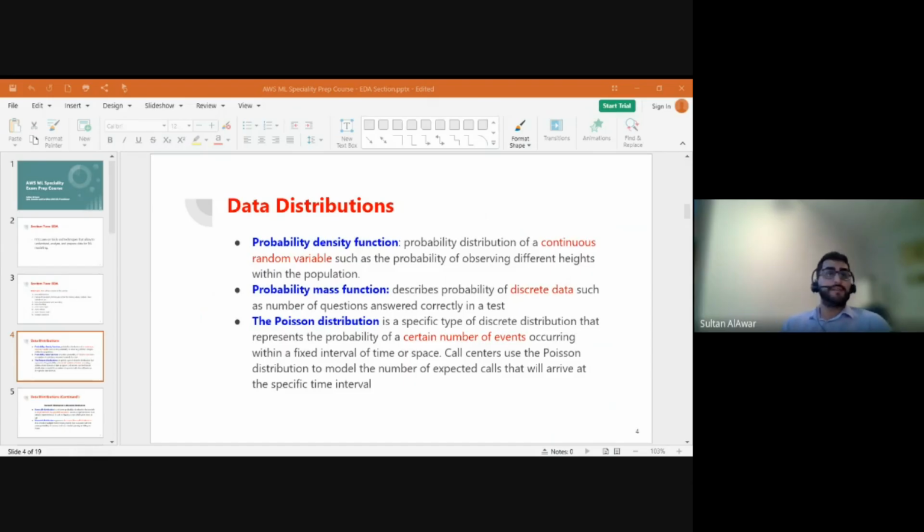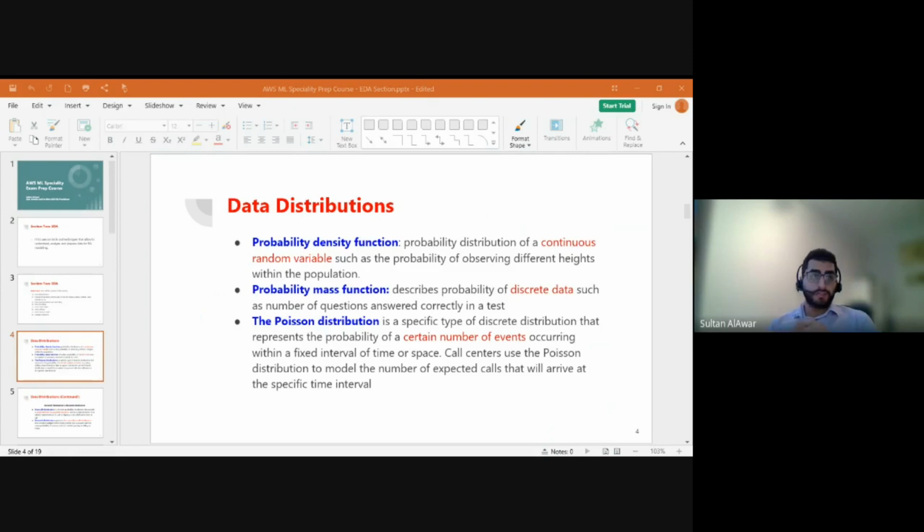The second type is the probability mass function, which describes the probability of discrete data, such as the number of questions answered correctly in a test. If the test has 10 questions, what's the probability that the student answered 4 out of 10 questions correctly, or 8 out of 10 correctly?